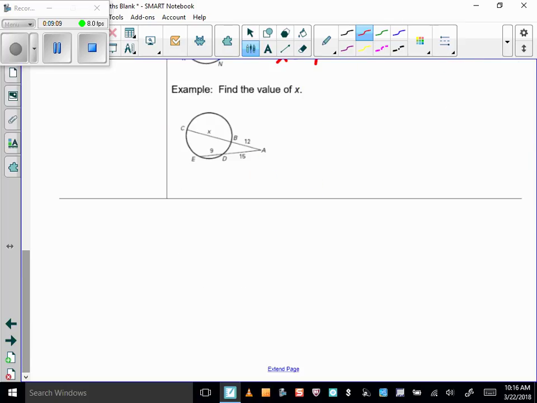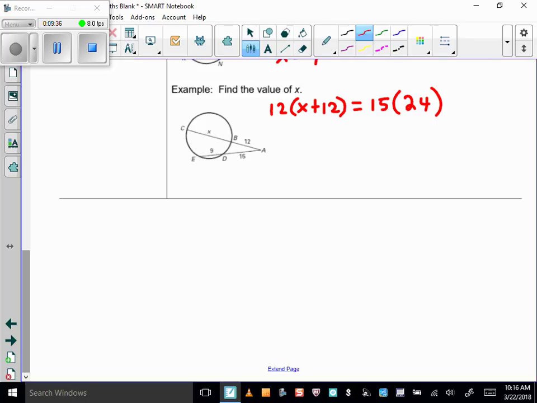Okay, how about this one? They're intersecting outside the circle. So this is where I have to use outside times the whole equals outside times the whole. Ow, ow. Let's look at AC first. The outside is 12. The whole thing is x plus 12. And now if I look at AE, the outside is 15, and the whole thing is 24, right? 9 plus 15.